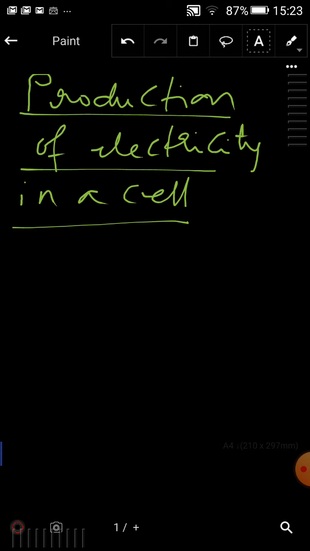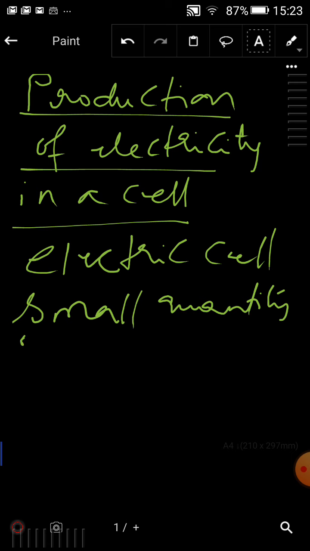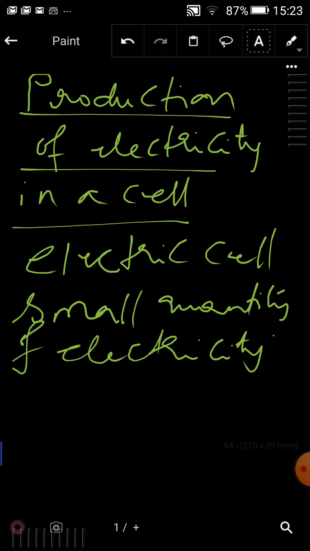So, how can electricity be produced in a cell? An electric cell produces a small amount of electricity from chemicals stored inside the cell. Generally, any electric cell produces a very small quantity of electricity. When the chemical in the electric cell is used up, the electric cell stops working or producing electricity.